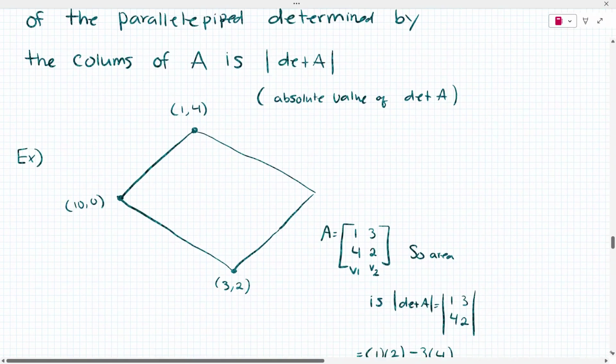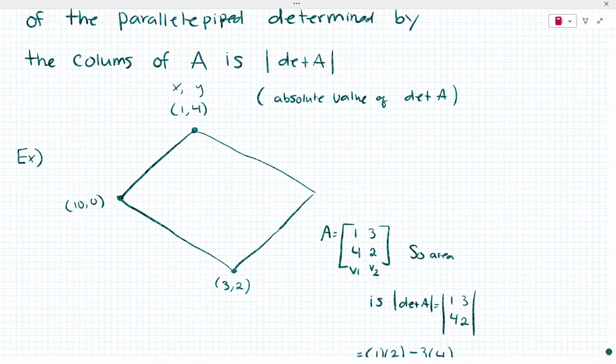So let's say you had these points: 1, 4, 10, 0, and 3, 2. The area would be A equals... I think this was given. A was 1, 4. Oh, no, that wasn't given. So this is your X, this is your Y, right?